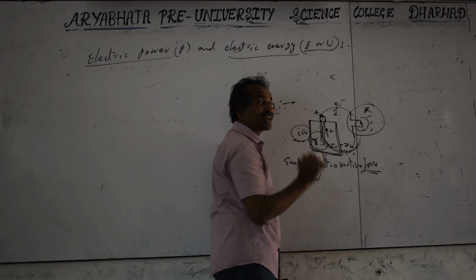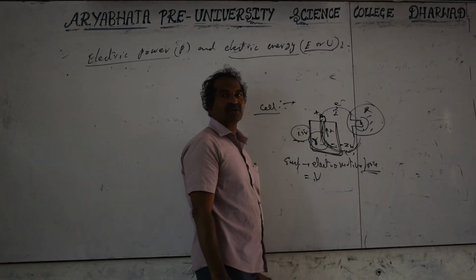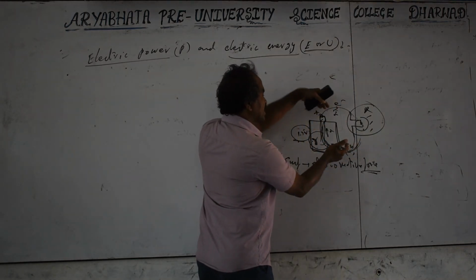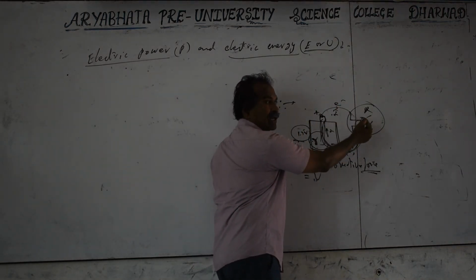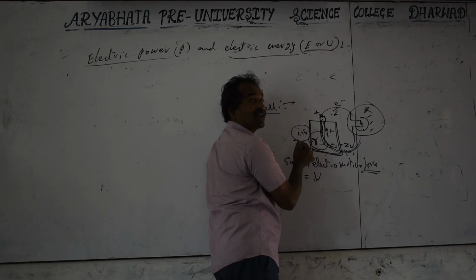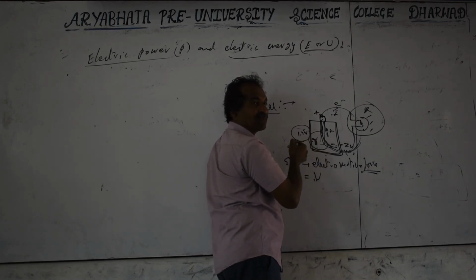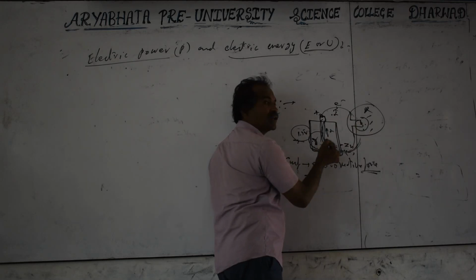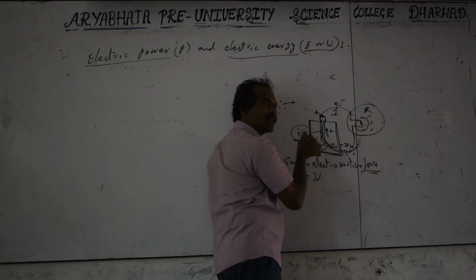This internal voltage drop is not visible to us. It is inside. What we see is only the outside. So the voltage we are now measuring outside is I into capital R. This is less than 1.5, right? Because 1.5 is the total value. Then 1.5 volt is nothing but equal to I into capital R plus I into small r. So if you include this also, you get the total voltage.